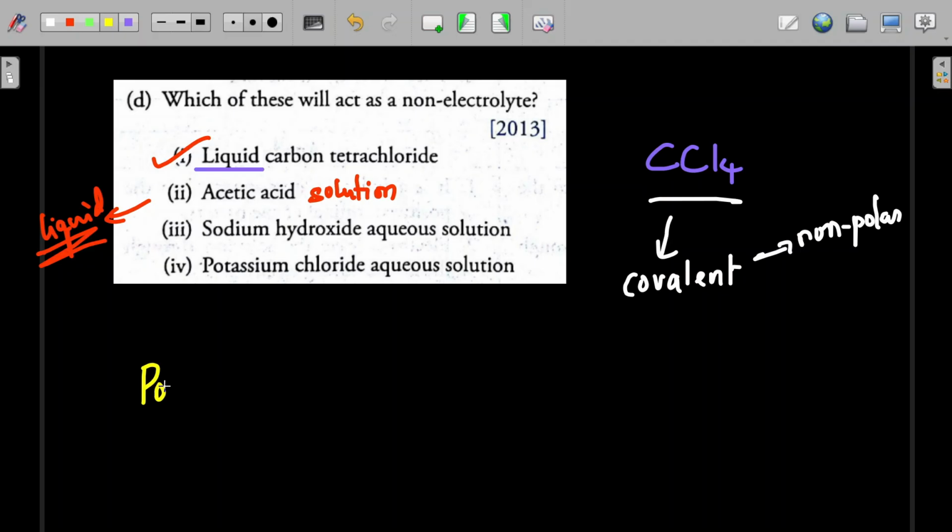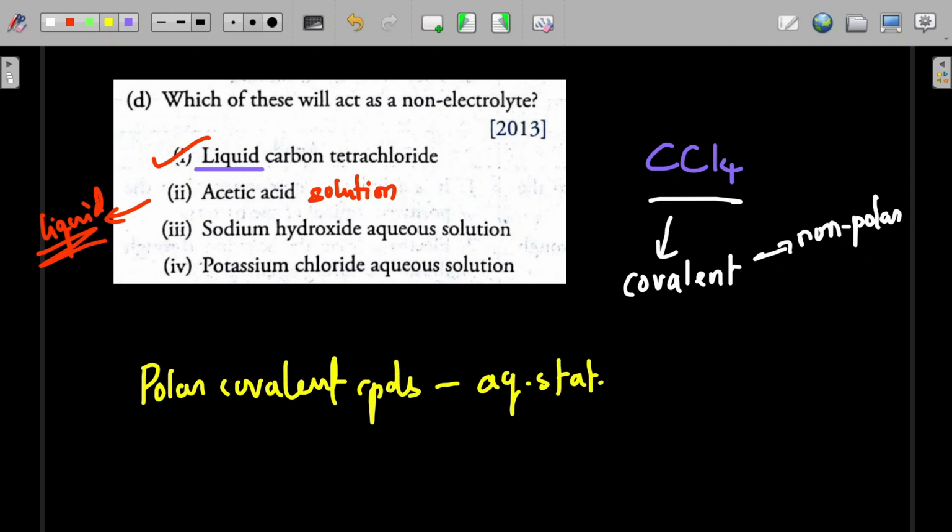Polar covalent, last class chemical bonding. Polar covalent compounds conduct electricity only in aqueous state, like hydrochloric acid, right? Ammonia solution dissolved in water. If they are in the liquid state, they do not conduct electricity. They have to be dissolved in water.